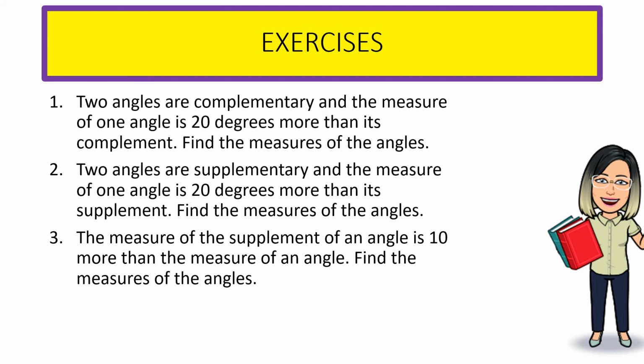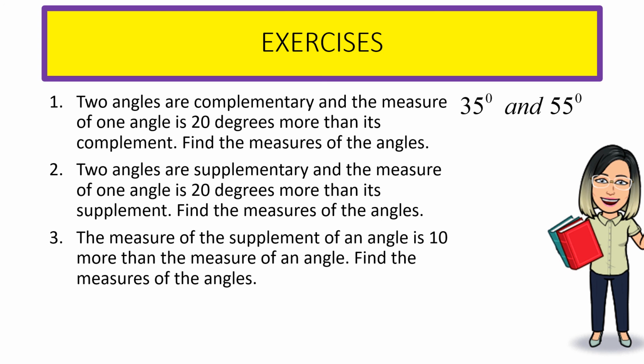So we have our exercises. We have 3 problems, and I am giving you 5 minutes to answer the 3 problems. We will now answer problem number 1. So what is our answer? So the 2 angles are complementary and one is 20 degrees more than the other. So we have our result, 35 and 55, and one is 20 degrees more than the other, and the sum of the 2 is 90 degrees.